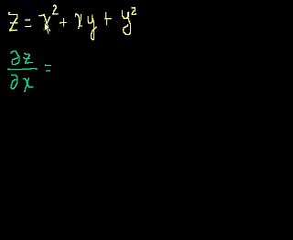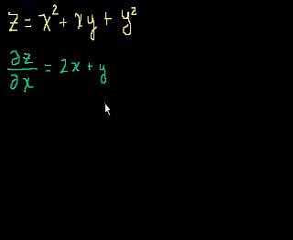So what's the derivative of x squared with respect to x? It's just 2x. What's the derivative of xy with respect to x? Well, if y is just a number, it's a constant. Remember, we're not taking an implicit derivative here. If you have some constant times x, the derivative of that is just the constant, y. And what's the derivative of y squared with respect to x? We're assuming y is just a number, so the derivative of just a number with respect to x is 0. So the partial derivative of z with respect to x is 2x plus y.